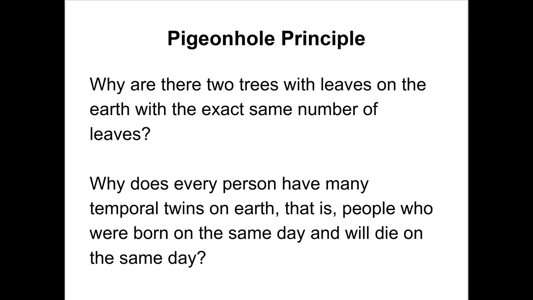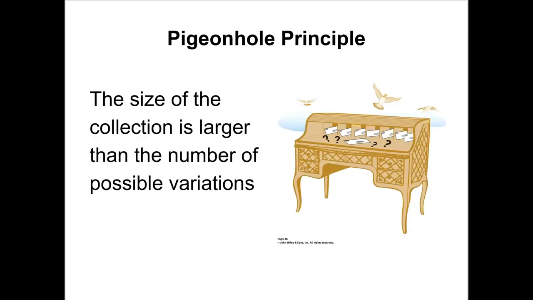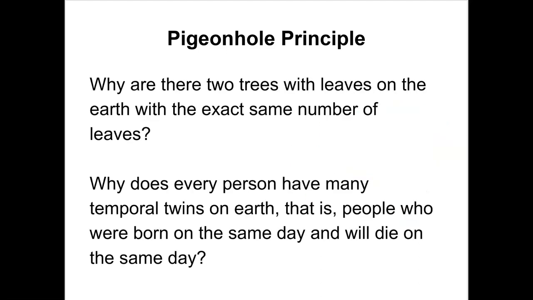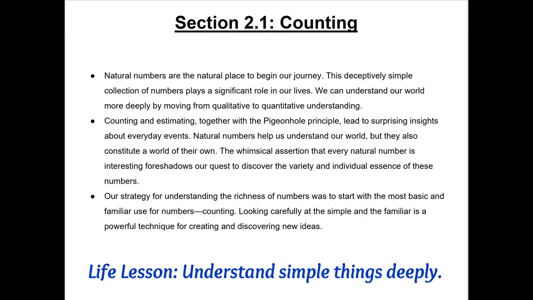Why does every person have many temporal twins on earth? That is, people who are born on the same day and will die on the same day. Well, how many days are available for people? How many sets of days? And how many people are there? So that is the pigeonhole principle: the size of the collection is greater than the possible variations. There are more trees than the possible leaf amounts. There are more people than days you could be born and days you could die. And so that is the pigeonhole principle, understanding simple things deeply.